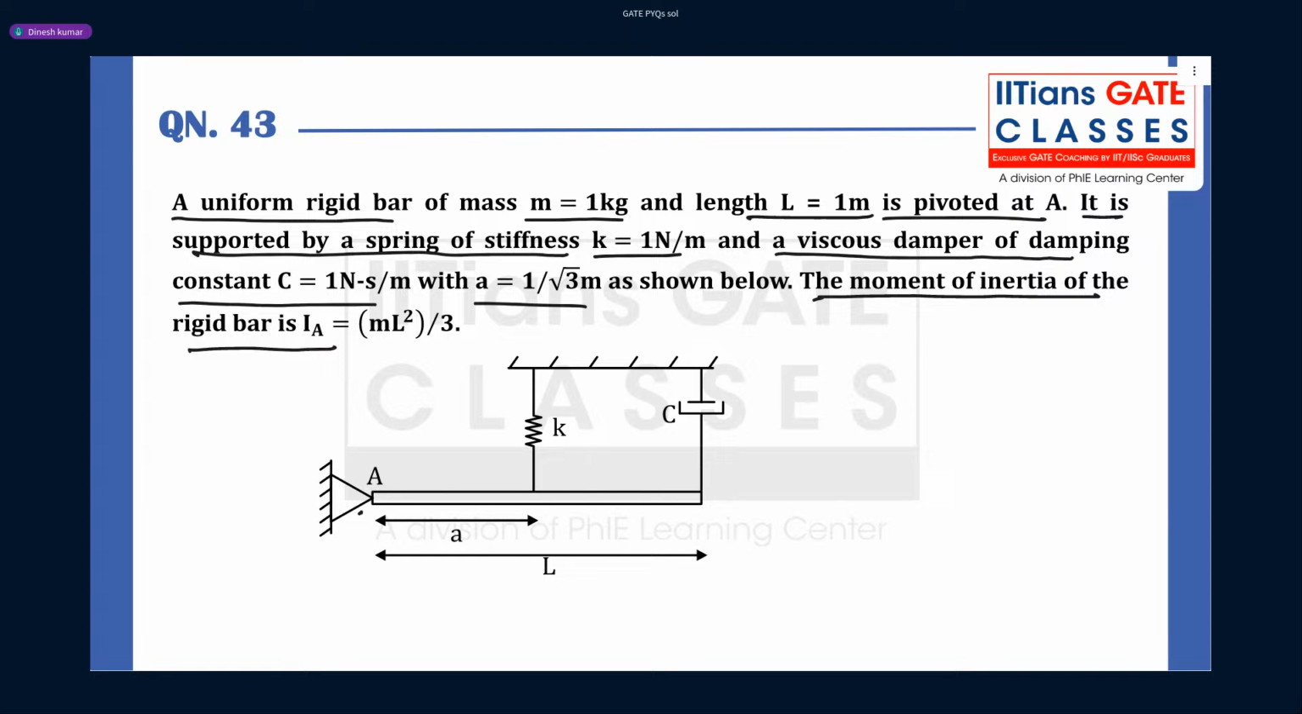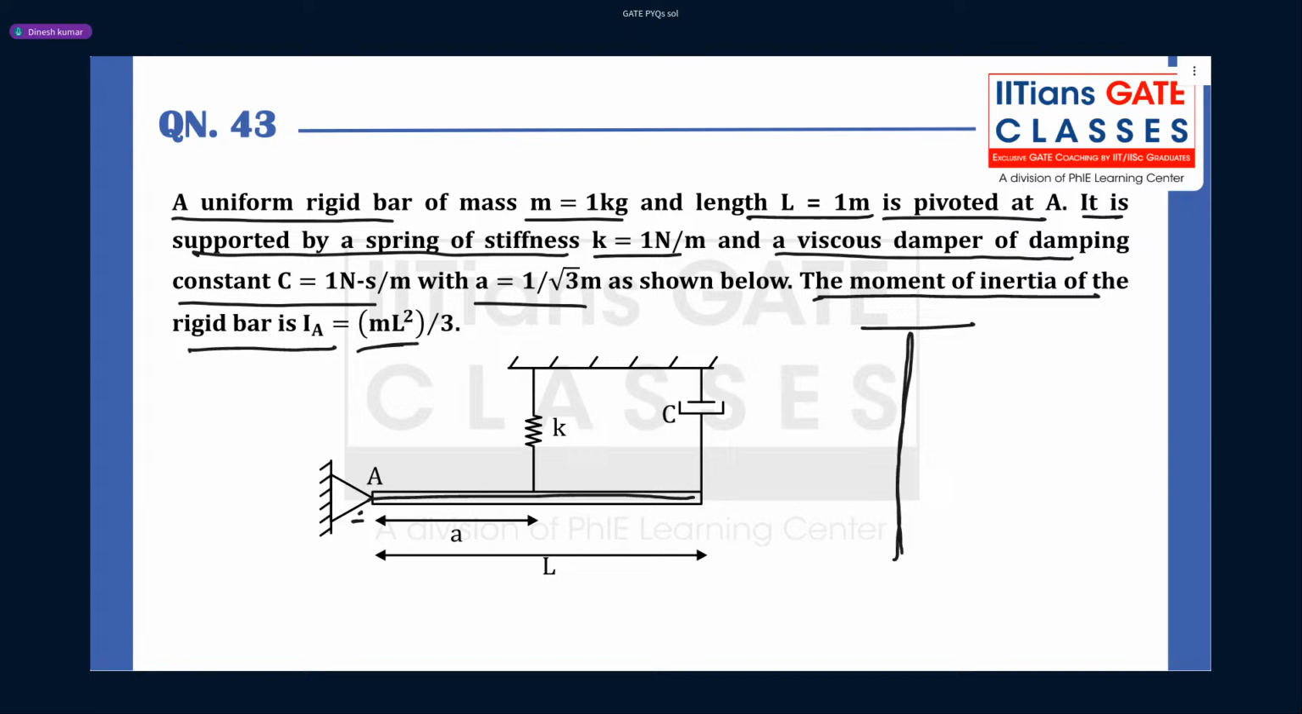So they directly gave the mass moment of inertia of this rigid bar about point A. If it is not given, then we have to find it using the parallel axis theorem. That kind of question is also asked in GATE ME, and we have solved such questions during our classes. Now guys, if I just rotate this problem by 90 degrees, what will it become?